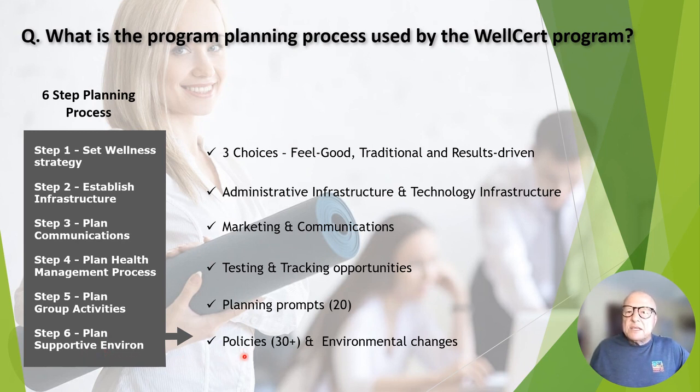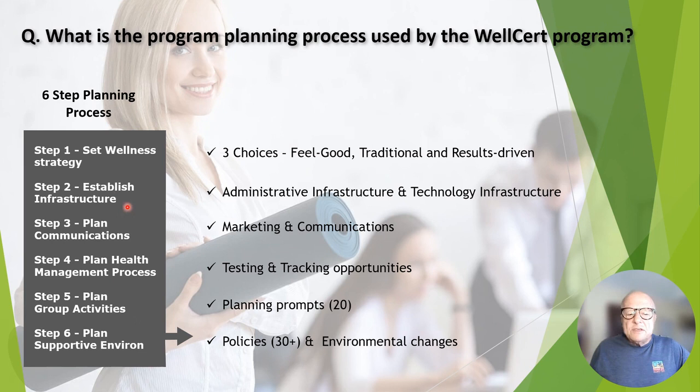Finally, in step 6, planning the supportive environment. The policies that are available to us in the worksite, there are about 30 different types of policies that are in employment policies, benefit policies that can support wellness. So we begin to start shifting those policies over time, along with specific environmental changes. So those are the things that we change in our environment to help it be easier for our employees to initiate and to maintain wellness activities.